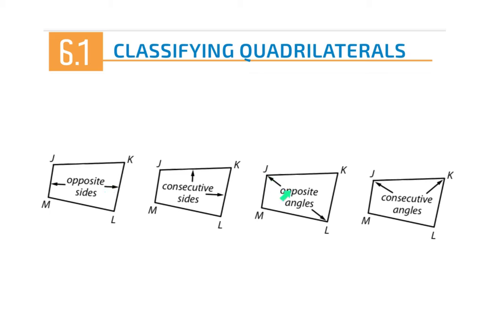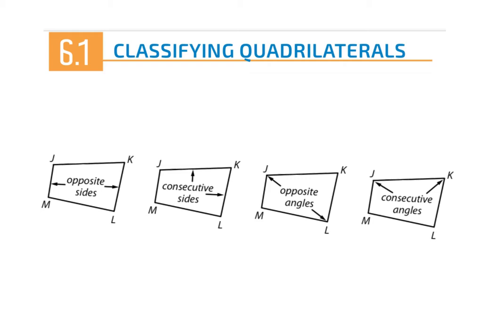Opposite angles. If the 2 sides of the angles do not have a common side, they are considered opposite. Consecutive angles will always share a side. So the angle MJK shares a side with JKL. Those are consecutive. However, the angle MJK does not share a side with the angle KLM. So those are opposite angles, all right? And so this is going to become important when you start talking about different characteristics of your quadrilaterals.